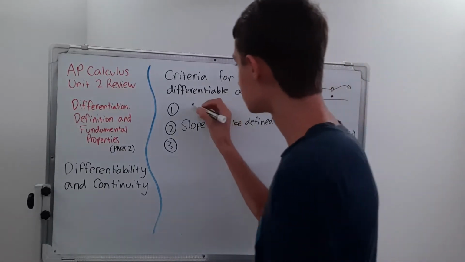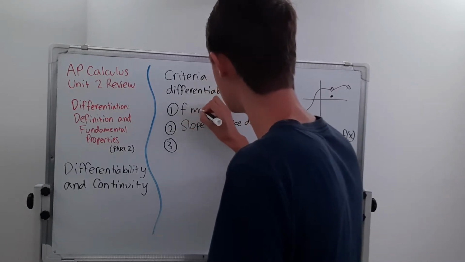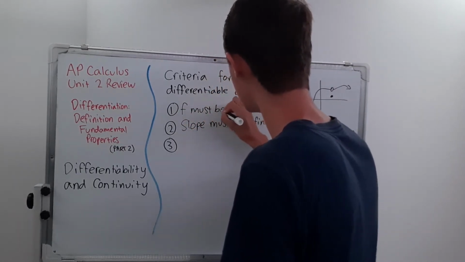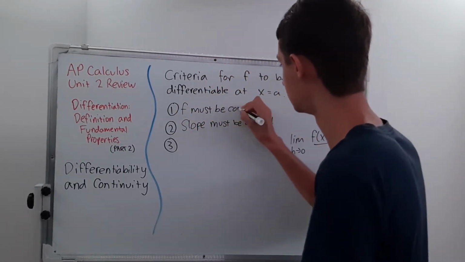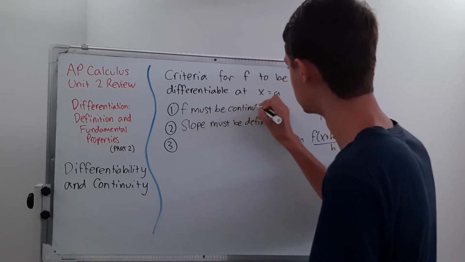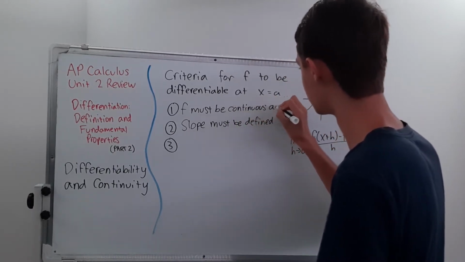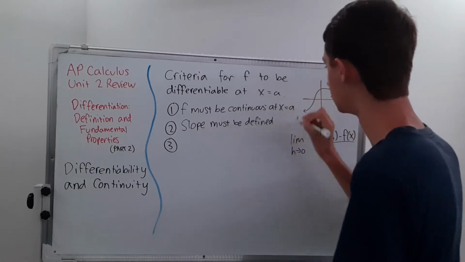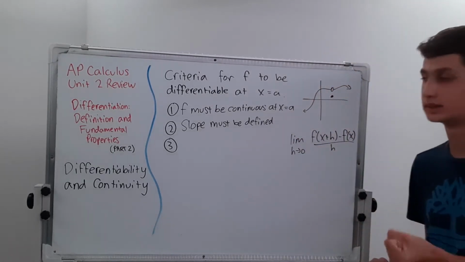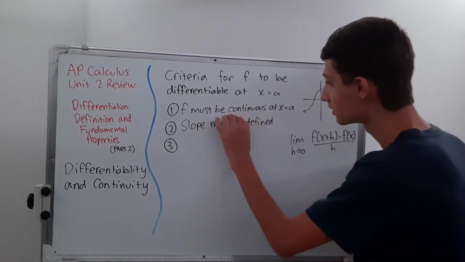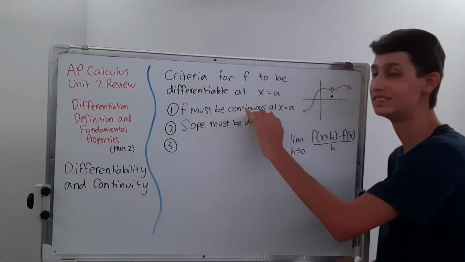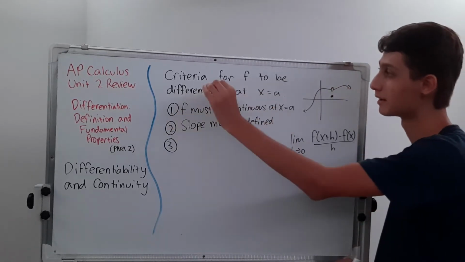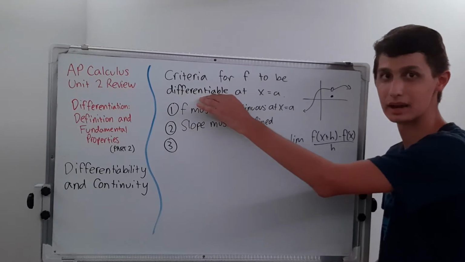So f must be continuous at that same x value, at x equals a. Okay, so this is really, really strong though, because we're saying f must be continuous in order for f to be differentiable at that point.